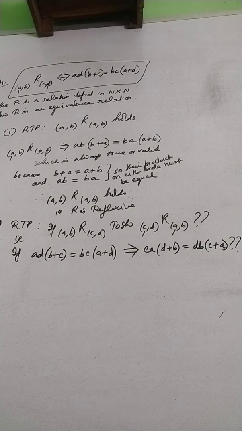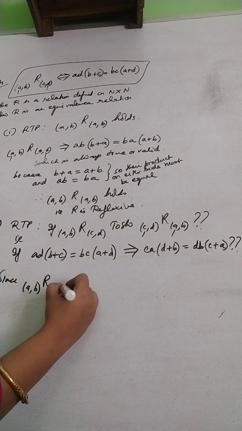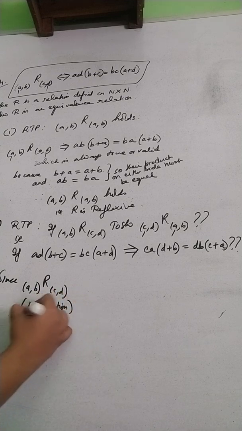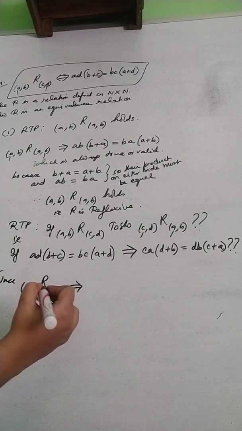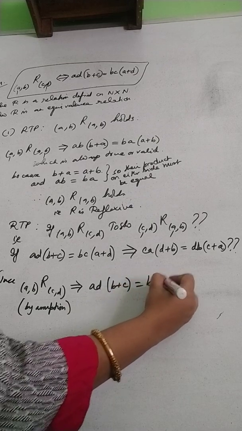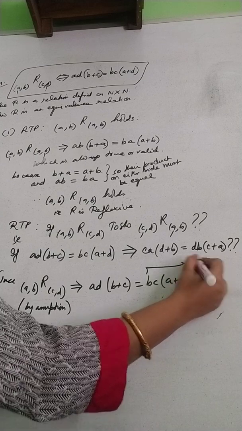That is, since AB is related to CD, we have assumed that AB is related to CD, so by assumption, it implies that, I'll write the equation, AD into B plus C is equal to BC into A plus D. This is true, okay, because I'm assuming that it holds. Now what is happening to CD related to AB? Let's see that. I think I'll give it an equation number 1.